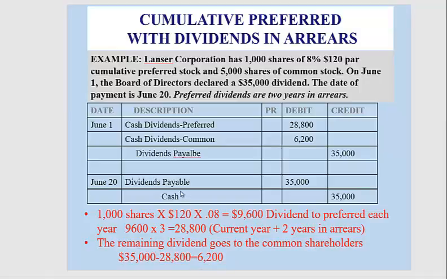So very similar journal entry. We debit cash dividends preferred for $28,800, cash dividends common for $6,200, and then dividends payable for $35,000. That's our credit. And then of course the entry is the same for the date of payment.